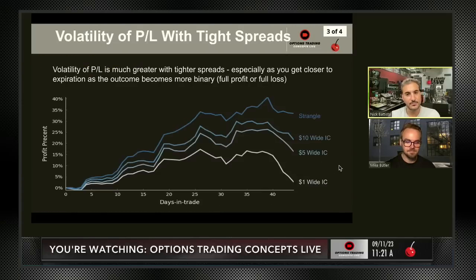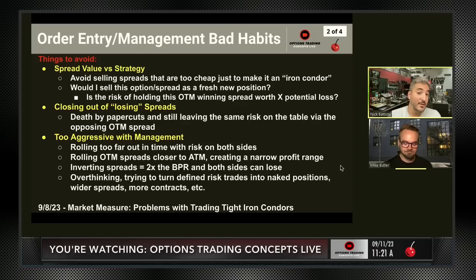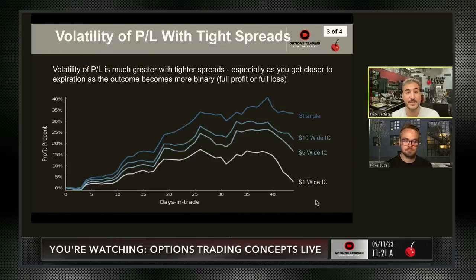And I referenced the market measure there at the bottom. So that's from Friday, it's called The Problems with Trading Tight Iron Condors. It's in the tastylive.com archive, so you can check those out. That's where I'm pulling these two charts, which I think are the two most important points in the market measure.